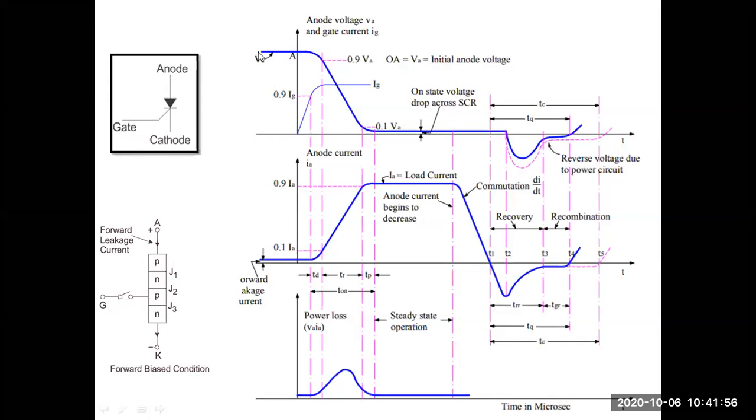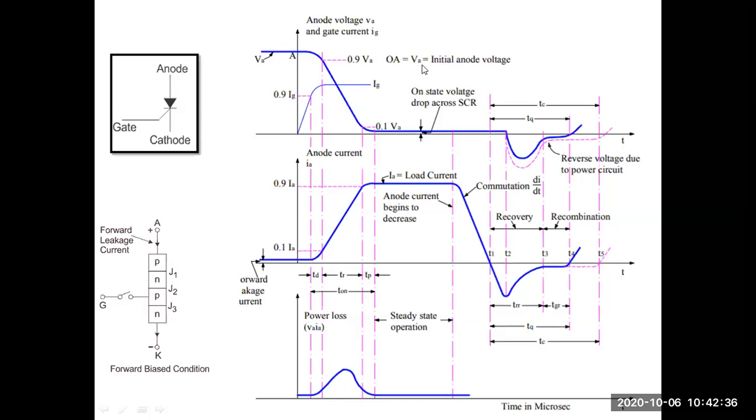As we have discussed, the switch is initially in forward blocking state. Now our objective is to make the switch turn on, that means we have to bring the SCR from the forward blocking state to the forward conduction state. Initially the anode voltage is high, around 100%, depending upon the operating voltage. Term it as VA.